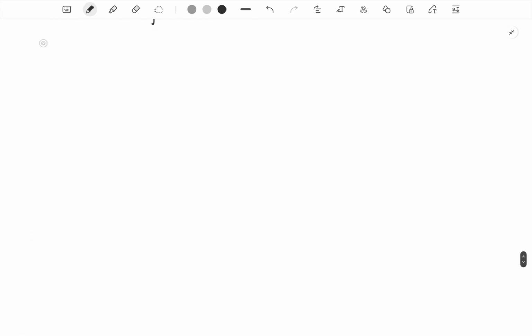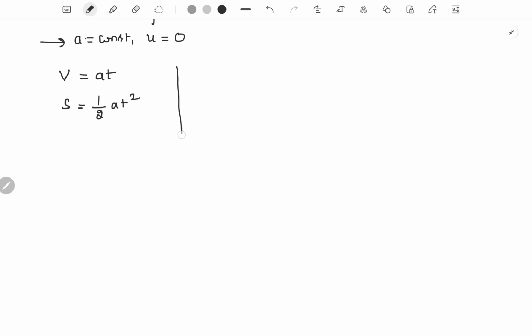First, let's take a simple scenario where the body is moving with constant acceleration, but let's assume a simple case where initial velocity was 0. Even if the initial velocity was not 0, the method of drawing the graphs will still be the same. It doesn't change. There would be a minute variation. That's it. So now how would the equations come out to be? Velocity after a time t would be a into t, and displacement would be half into a into t square.